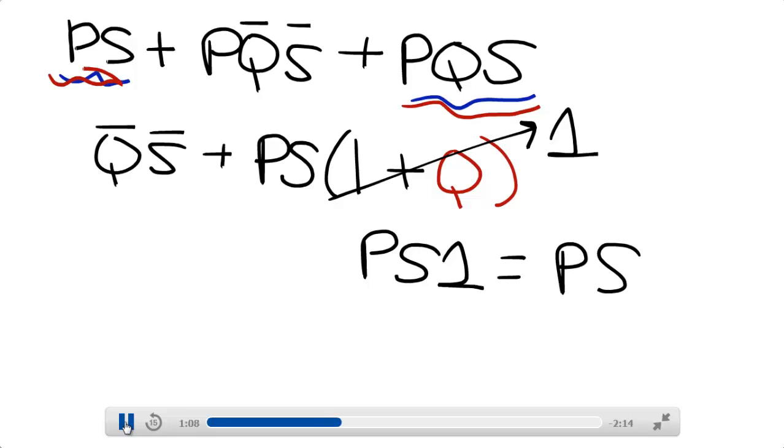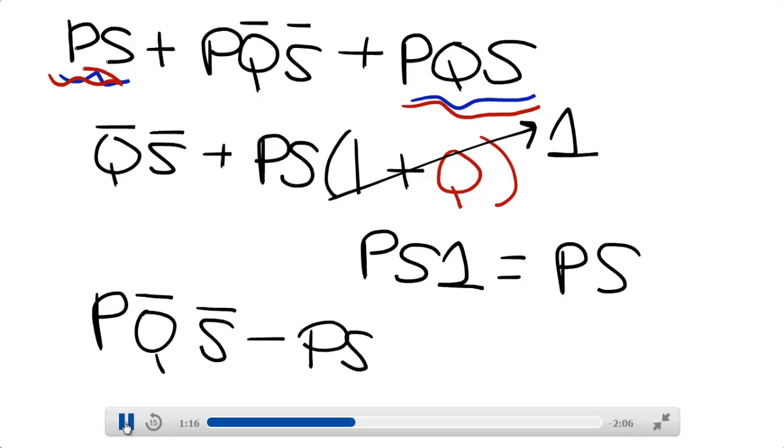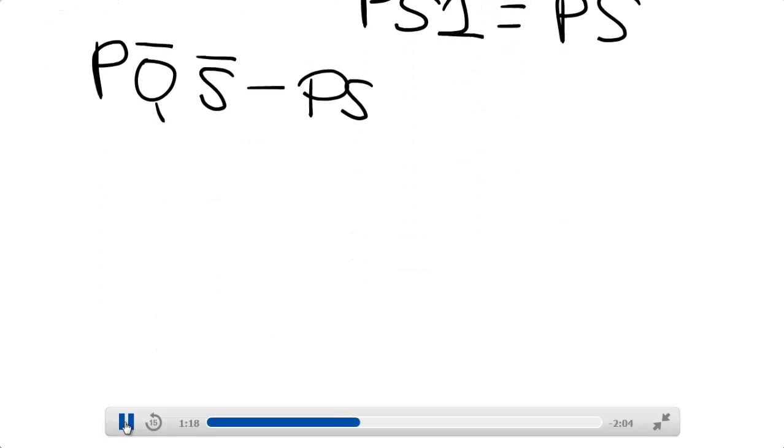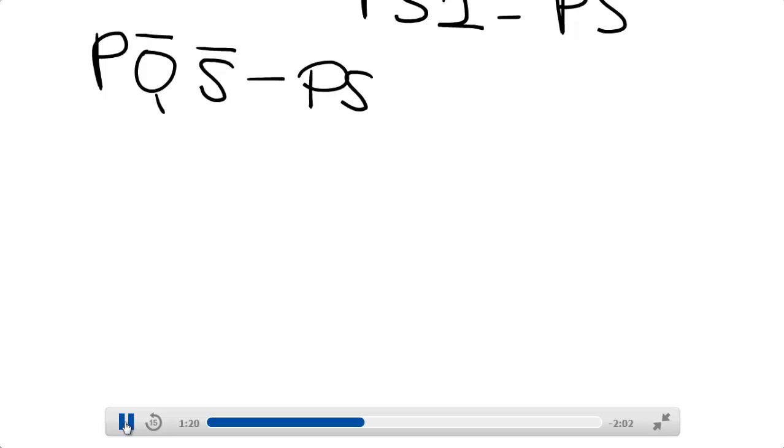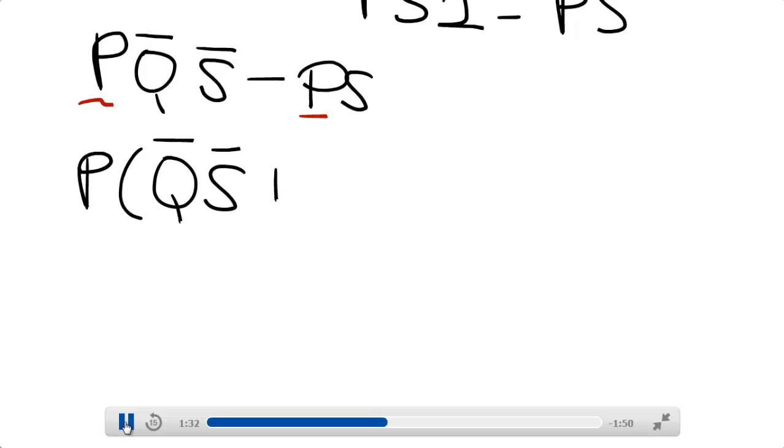Right? So now we're down to P and not Q, or P and S. Okay? So now what we'd like to do is think, well, what can I do to that? They have a P in common here and here. So I'd like to factor them out. So I'm going to take the P out, and I have not Q or S. And when you look at that, you may not immediately recognize it, but that's just the consensus theorem written in a different order.